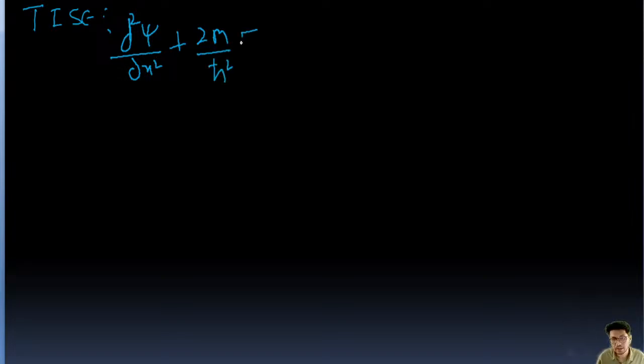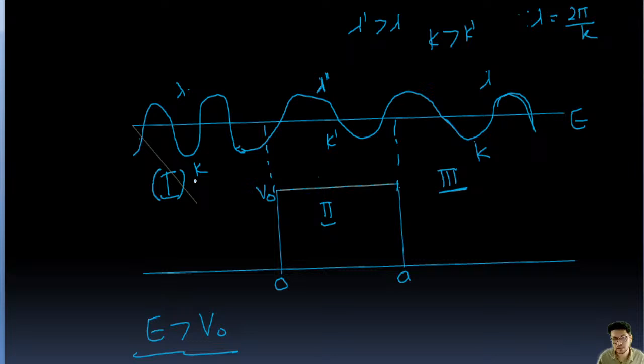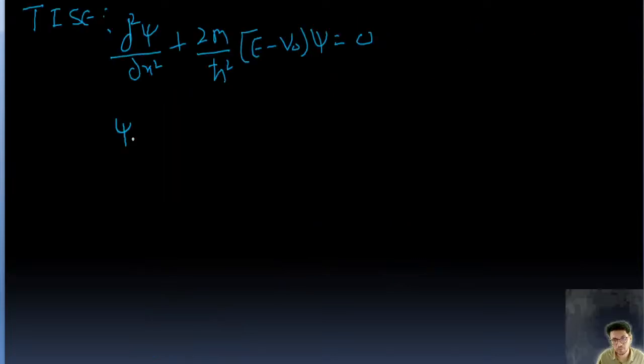Now we know the Schrodinger time independent equation, that is d square psi upon dx square plus 2m upon h cut square into (E minus V naught) psi is going to be 0. So for region 1, the wave function is going to be, we know how to do it, so you can check my previous lecture.